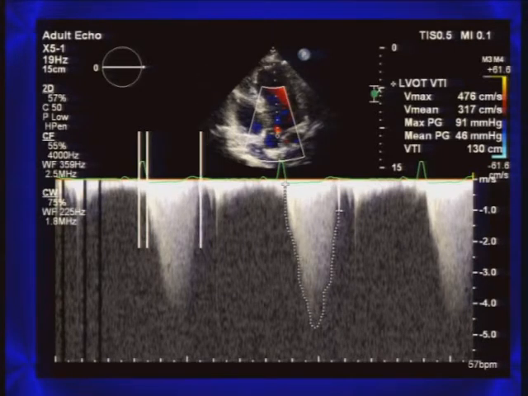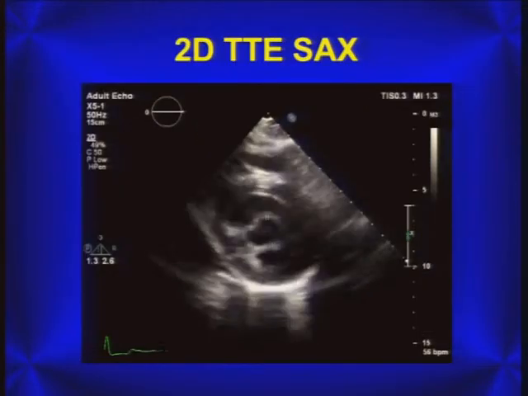It was not easy to differentiate between the anteriorly directed mitral regurgitant jet and the gradient in the left ventricle. They were so close to each other. So this is the short axis view. I'm going to show you what you wanted.